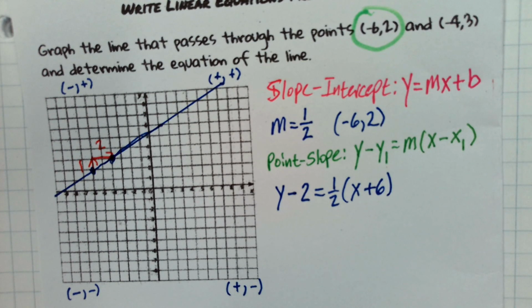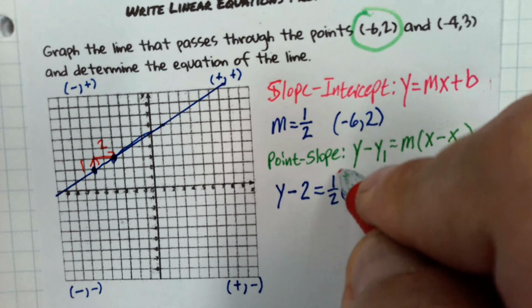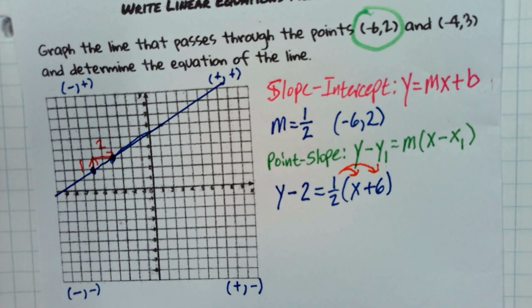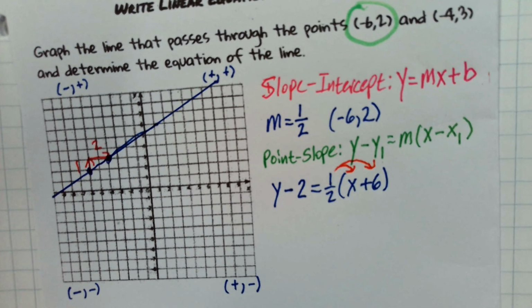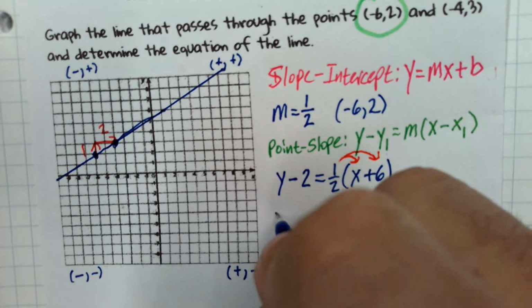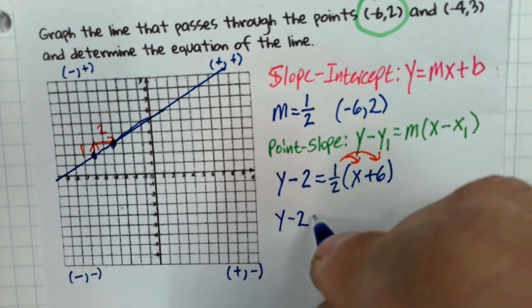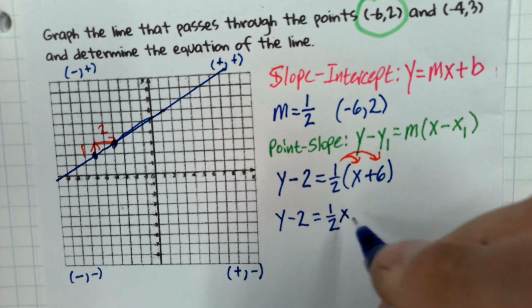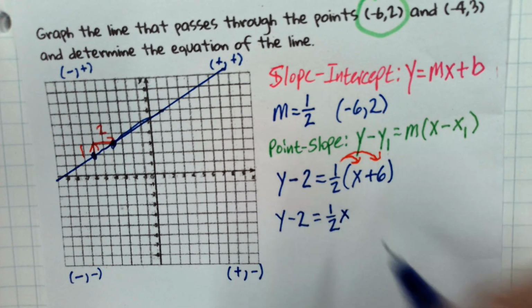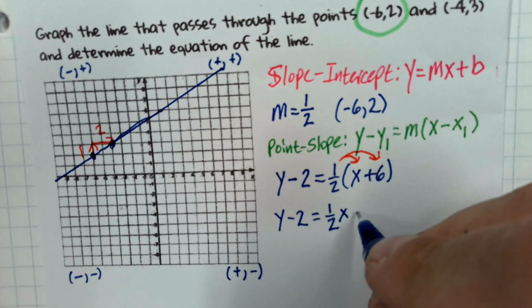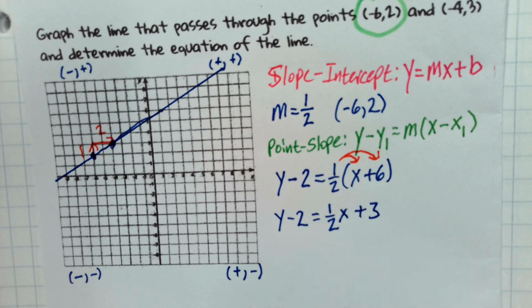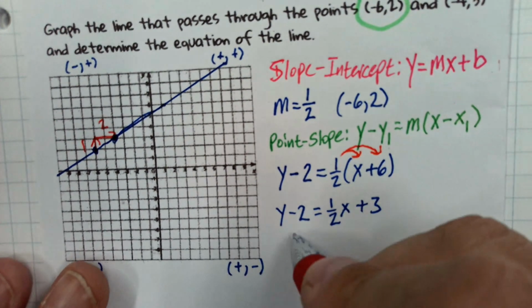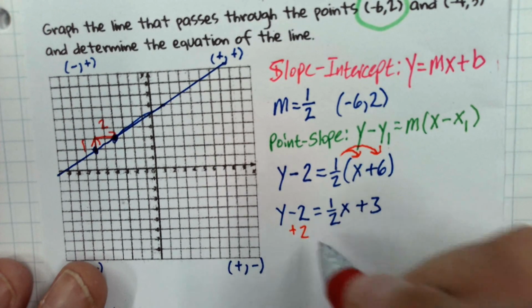Now we got to just do a little work with this equation. Let's distribute to get rid of the parentheses. So we're going to multiply through by 1/2. And that's going to be y take away 2 equals 1/2 times x. And then 1/2 times 6. What's half of 6? So plus 3. And then we'll just get rid of this minus 2. And we'll have our answer.